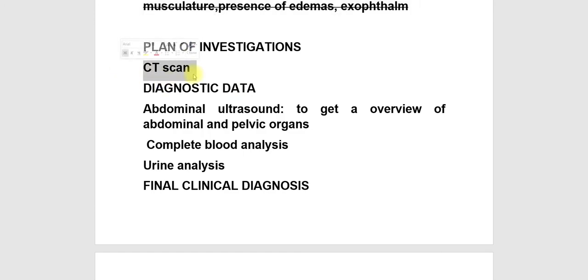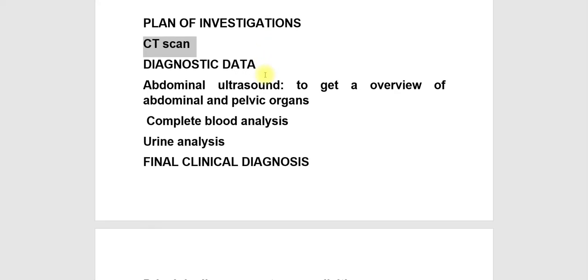CT scan. For what purpose do you wish to perform the CT scan? I had to mention this in this section. Abdominal ultrasound. Okay. To get an overview of abdominal and pelvic organs.